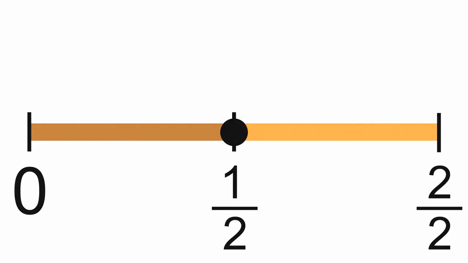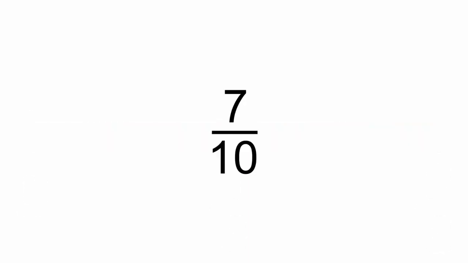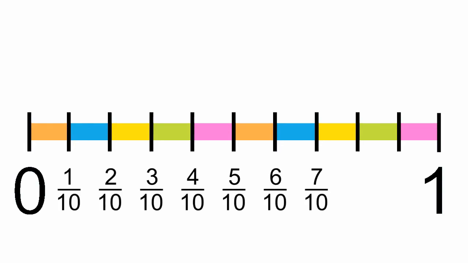How about a harder one? Let's draw 7/10. Here's our number line again. If we divide it into 10 even pieces, it looks like this. Let's label each tenth. And here's the location of 7/10, right here.